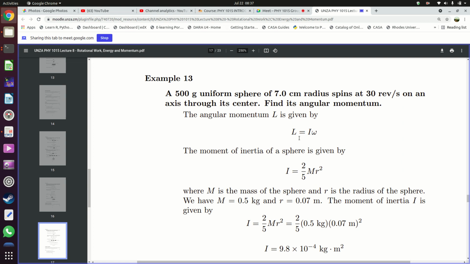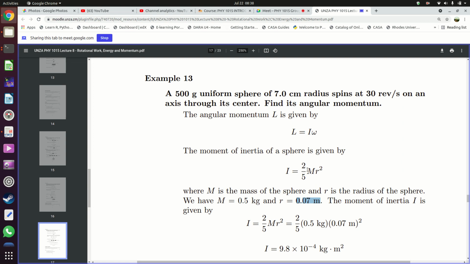Okay, so our mass is 500 grams, but we need it in kgs. 500 grams in kgs is 0.5 kgs. Our radius is 7 centimeters, and in meters, R is going to be 0.07 meters. So that's the radius of the sphere. With this information, we can find what the moment of inertia is.